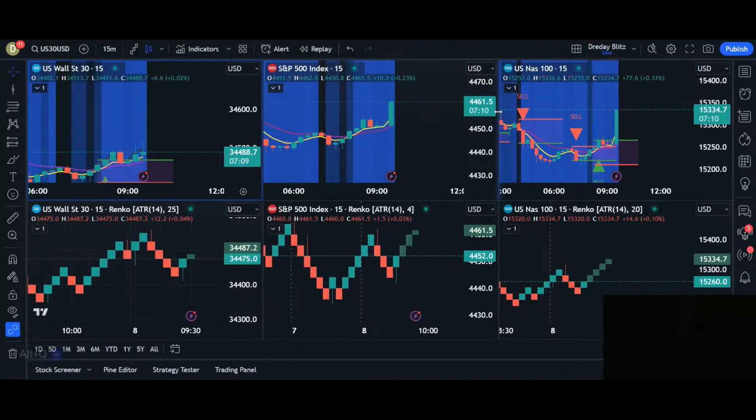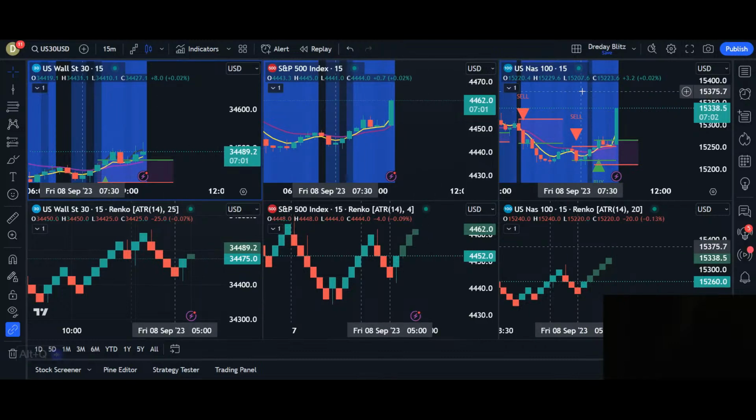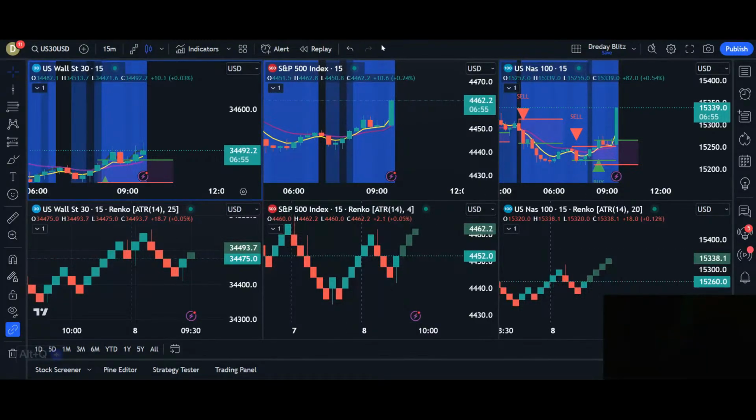So right now it's 9:37. In about 8 minutes there will be another candle. Right now we have S&P 500 and Nasdaq pushing up. We're still waiting for US30 to give us some buying pressure, but it should be going up.